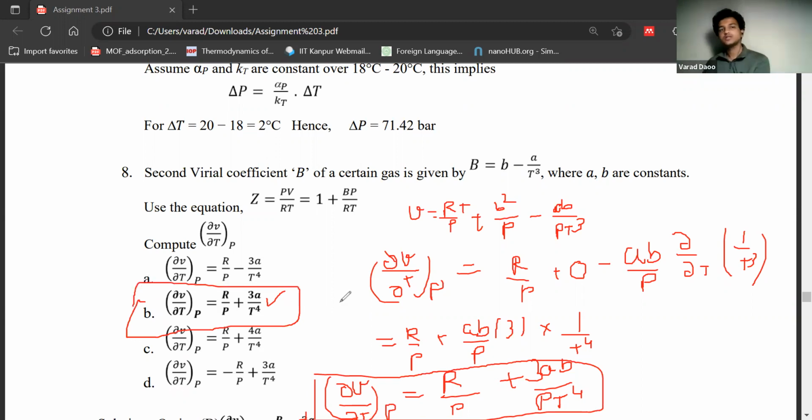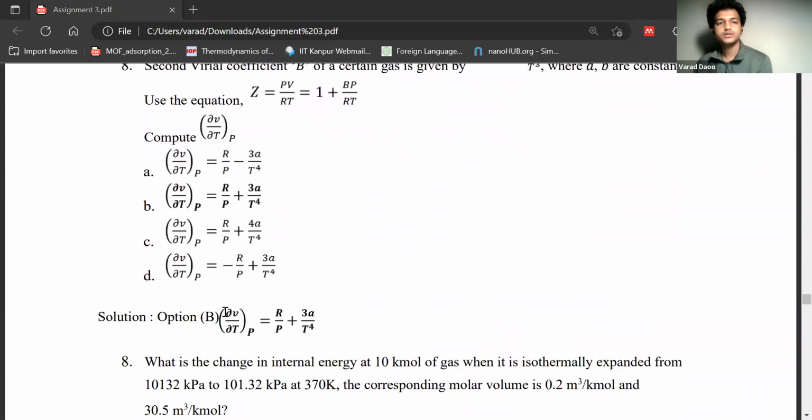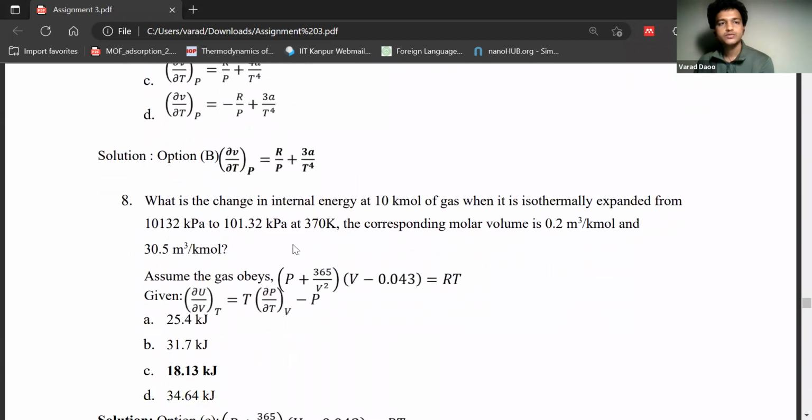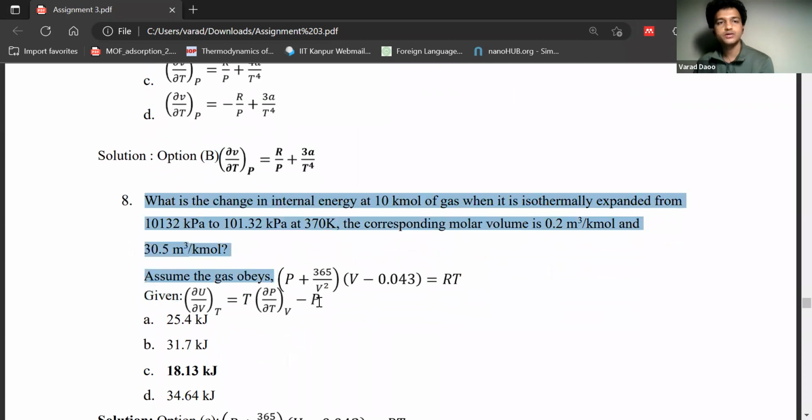Anybody has any question? It is just a partial differentiation. You just have to take the partial differential. It's fairly straightforward, right? So this question also you can take as homework.